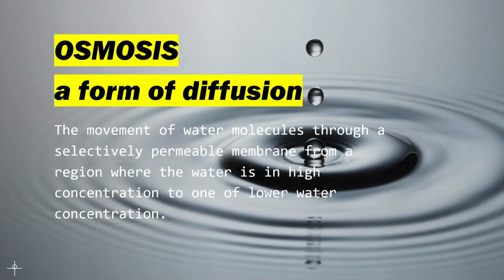Osmosis. What is osmosis? This is a specific form of diffusion catered to water. We would say that osmosis is the movement of water molecules through a selectively permeable membrane from a region where the water is in high concentration to one of lower water concentration. Let me let that sink in. Give you 3 seconds to let that sink in. It's the same concept as diffusion, except there's a selectively permeable membrane and we're talking about water molecules.